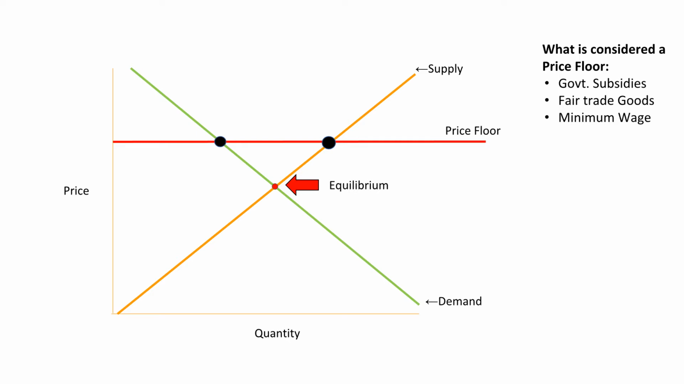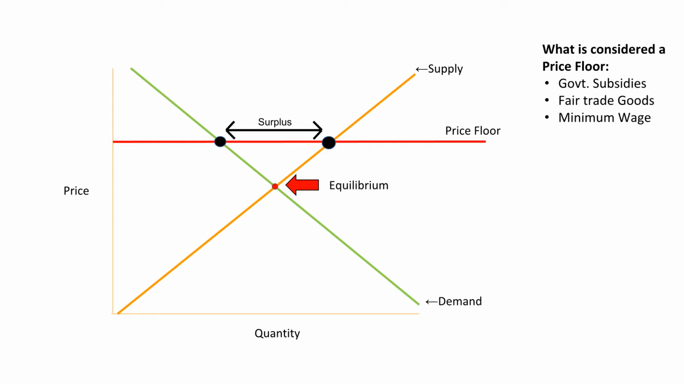This gap between quantity demanded and quantity supplied is called a surplus. In the case of minimum wage, this means there are more people that want to work than companies willing to employ them. This means it's harder for the workers to find a job than if the price was at equilibrium, since the competition is increased.